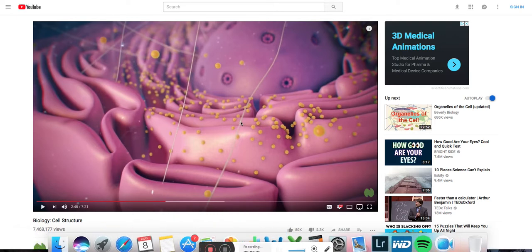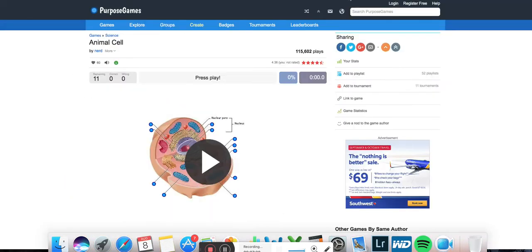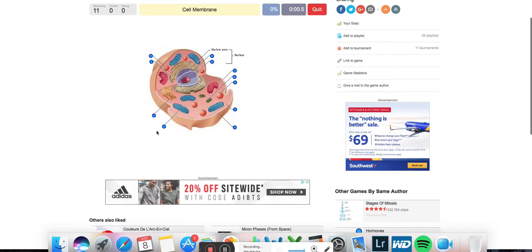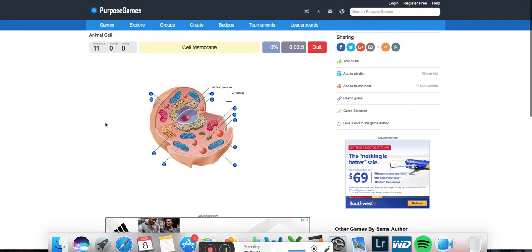Okay, so what we'll do now is we will do a quick game together as a class. I'm going to have here an animal cell matching type game. So first question, we have the cell membrane. Anybody tell me where the cell membrane is? Here? Nope. About here. Yep, that'd be correct.